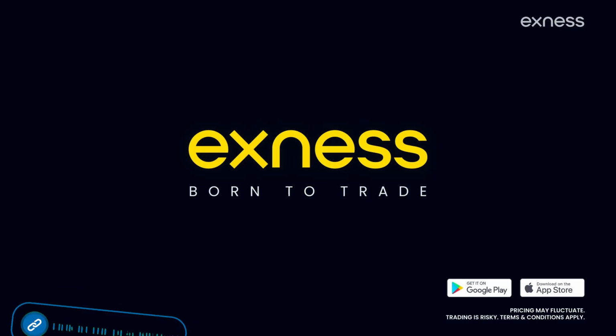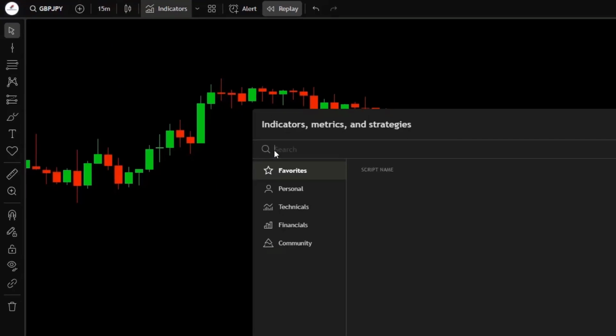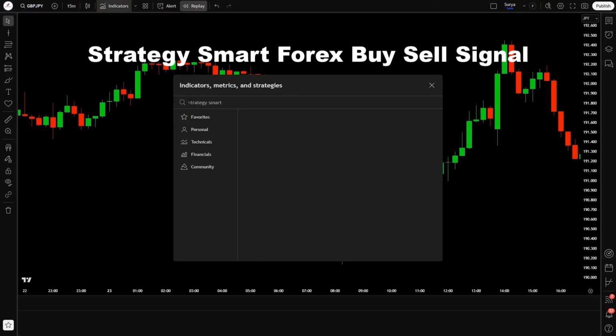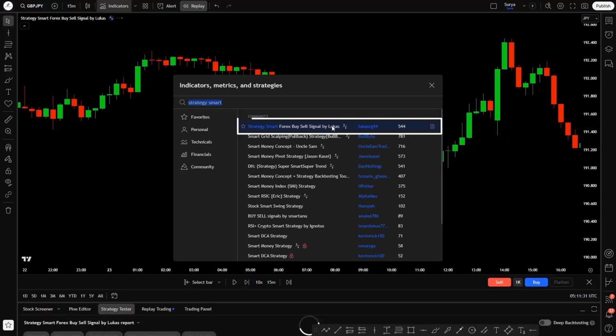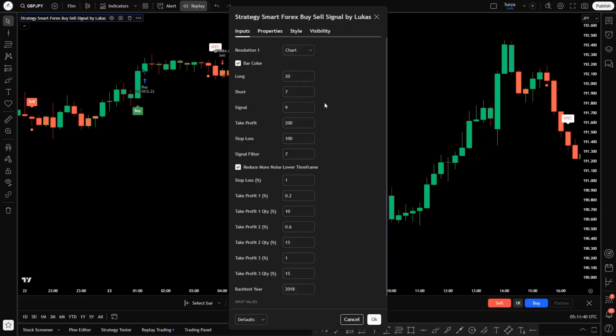We open the GBPJPY 15-minute chart. First of all, we will click on the Indicator tab. Search here in the search box, Strategy Smart Forex buy sell signal. Now add this indicator to the chart. Click on the settings icon of the Strategy Smart Forex buy sell signal indicator.